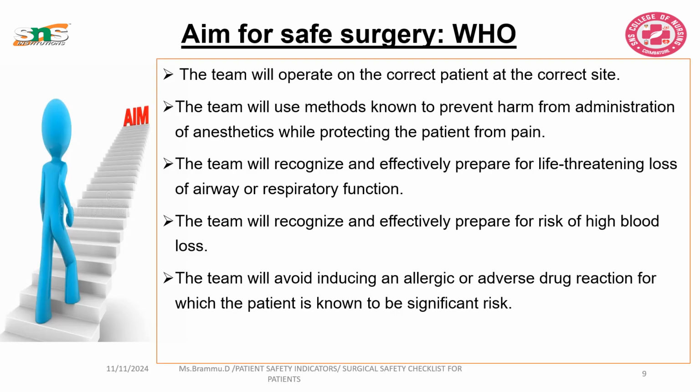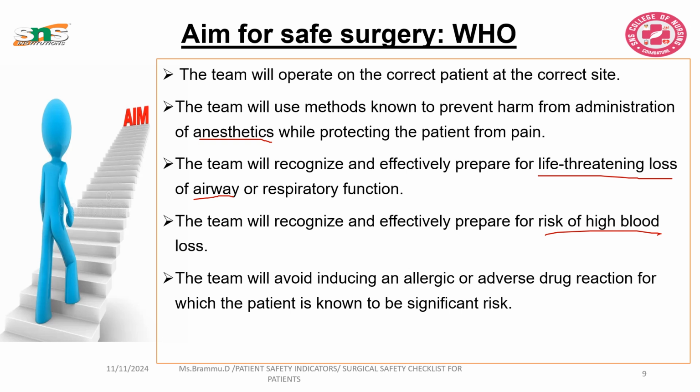The aim of this WHO safety checklist is that the patient will be operated on correctly as well as at the correct site. The team will also prevent harm to the patient, such as from using anesthetics too liberally in case of pain. The team will also be able to recognize and prepare for life-threatening losses or any airway management, which we can plan in advance. The team will also recognize and effectively prepare for risk of high blood loss, and we can also plan for reservation of blood units.